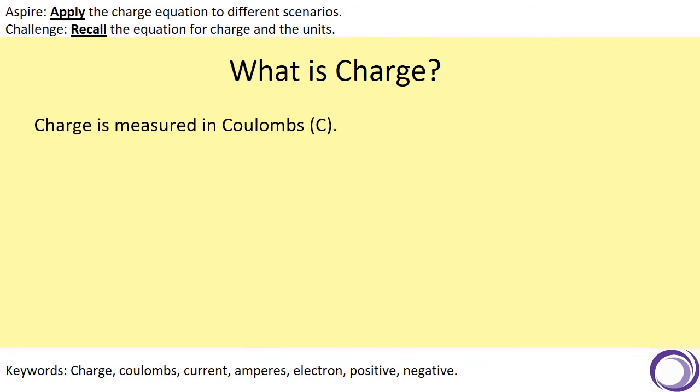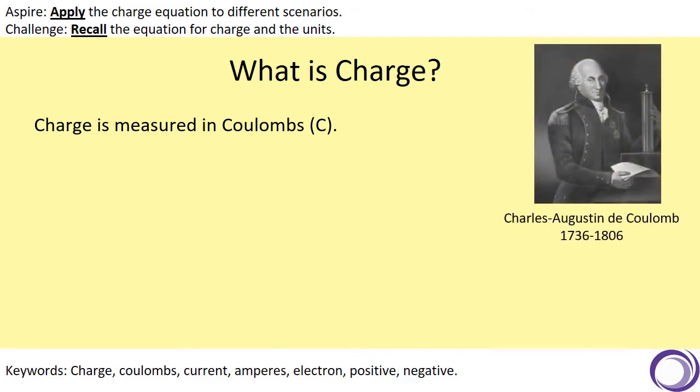So we've got a new word here, and the new word is coulombs, and that's what we measure charge in. We measure the current in amperes, amps. We measure the potential difference in volts. We measure resistance in ohms. We measure time in seconds. We measure distance in meters. So now we're measuring charge in coulombs.